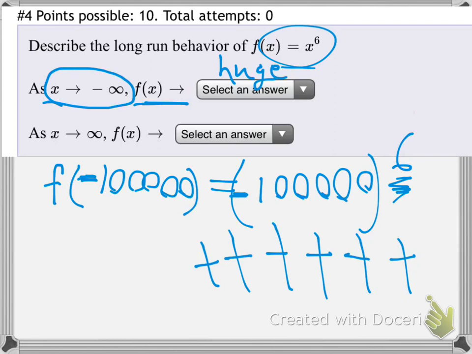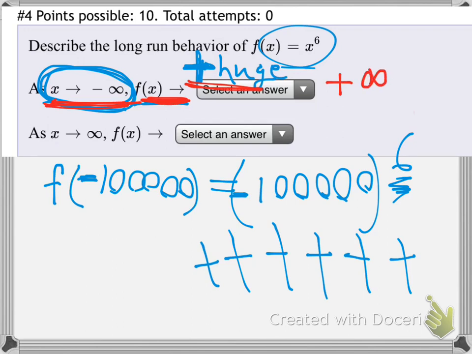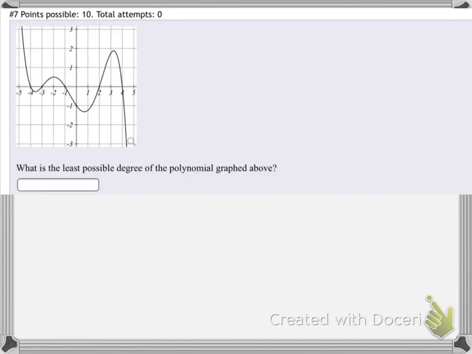And so we can imagine that even as I put in bigger and bigger negatives, the outputs are still going to be positives, because it's a 6th power, not like a 5th power. And so we'll say, as the x values approach negative infinity, it matters not, the function values are still approaching a positive number. And so they would say approaching a positive huge number, or positive infinity. Okay, what else? Oh, yes.